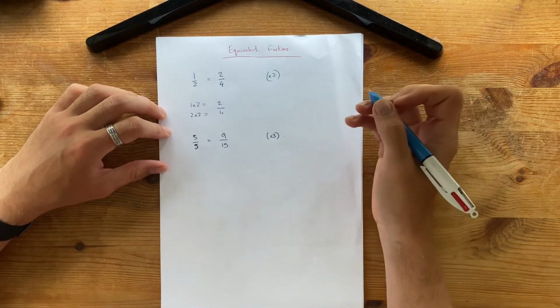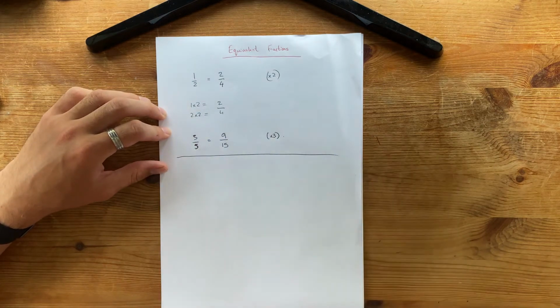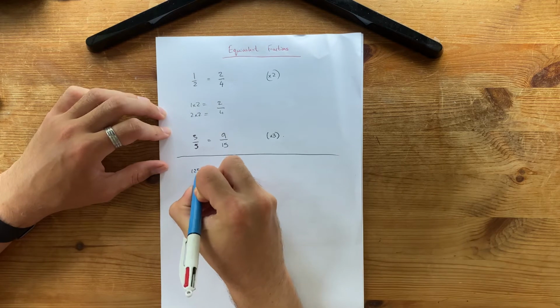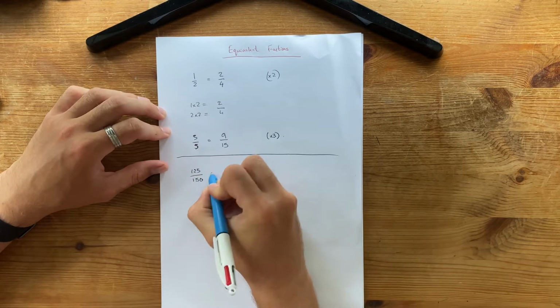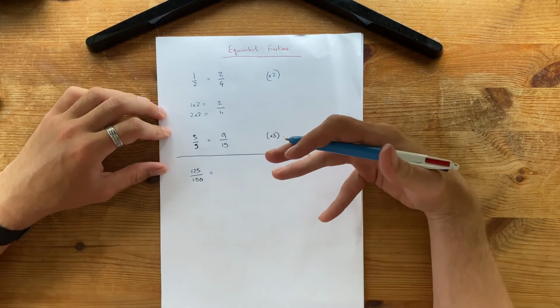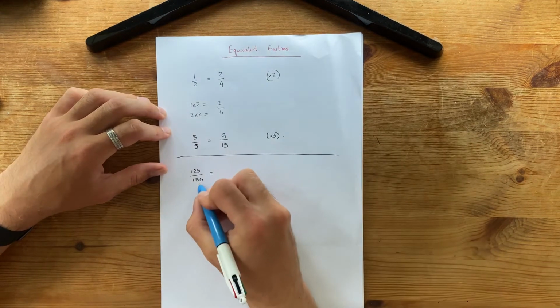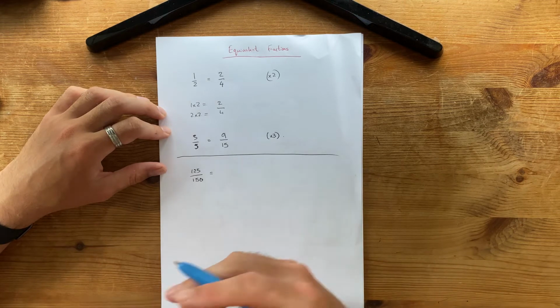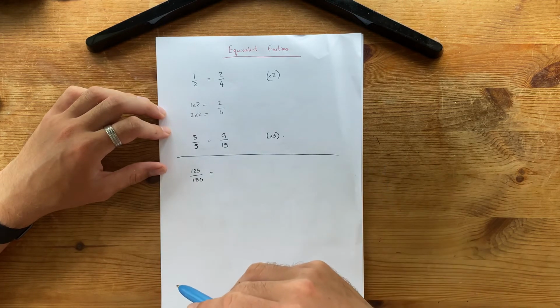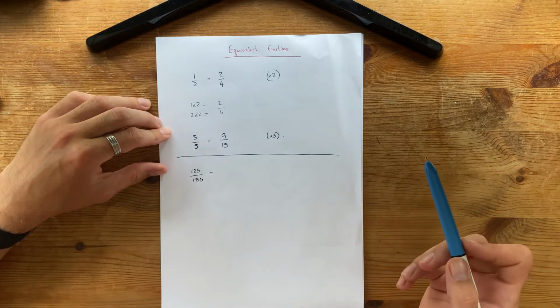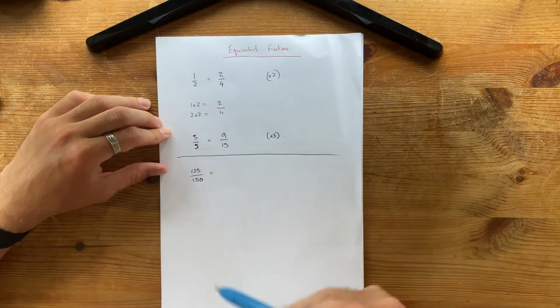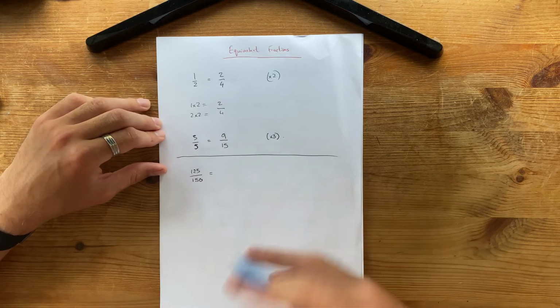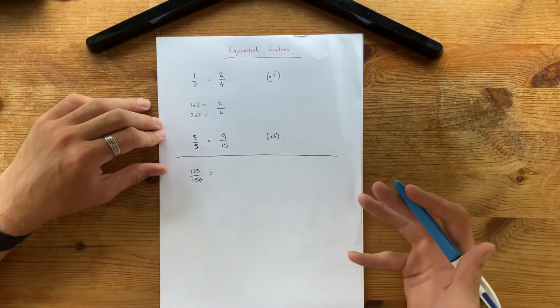Then we have the other version of it, when we're dividing. So let's take, for example, 125/150. And say for some reason we want the bottom to be 6. So we divide this by whatever it takes us to get to 6. The easier way to do that is to take 6, multiply it by something until we get to 150. There's a few different ways you'll get there.